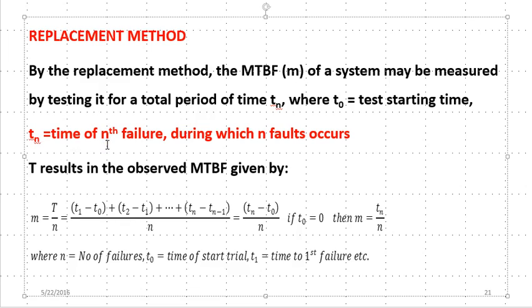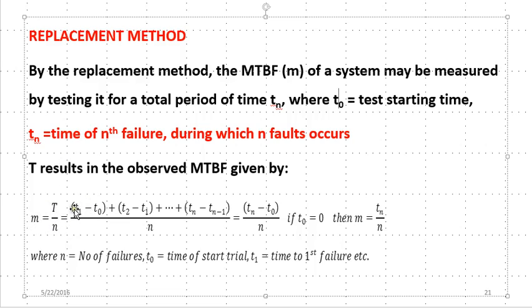For instance, sorry, I use Hausa, but you said in your class it is allowed to use Hausa. For instance, if you have a system, you start using it, it failed, you repair it, you start using it again, it failed, you repair it. So if n failures happen, the total time is this our Tn. And this T, which is the total time, is given by this formula, that is m is equal to T over n, where T is the total time, n is the number of failures.